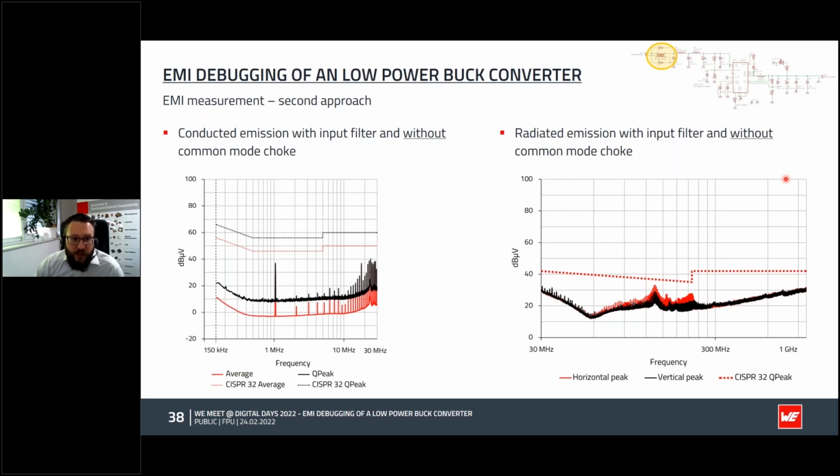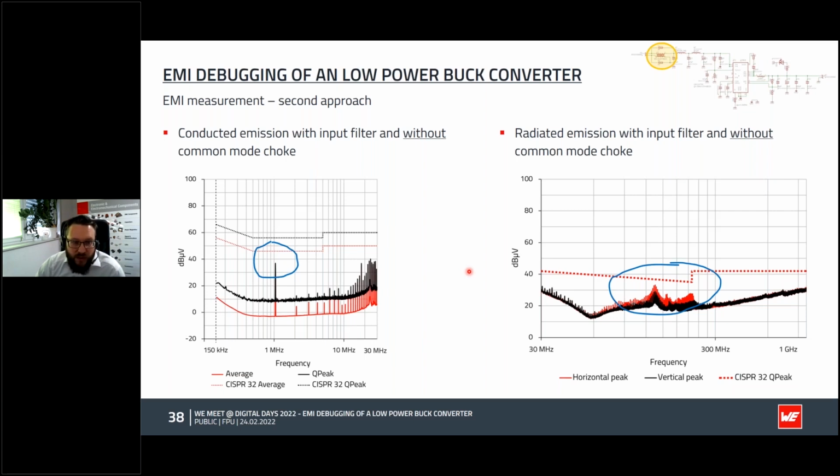Then the measurement of the second approach, with input filter but still without a common mode choke. This was an option we have here. Conducted emission: we are under the limit. Everything's good. Here we have some increase, but we have to check where it comes from. Also from the radiated emission point of view, we have some buffer to the limit. So yes, we achieved our goal that we pass the EMC test.